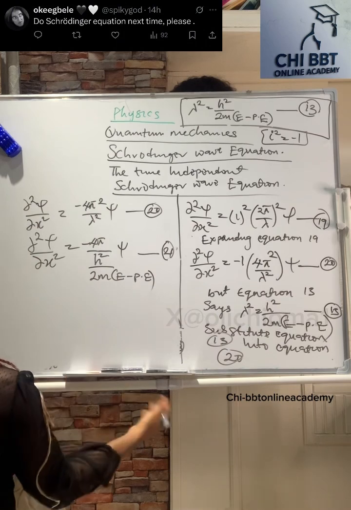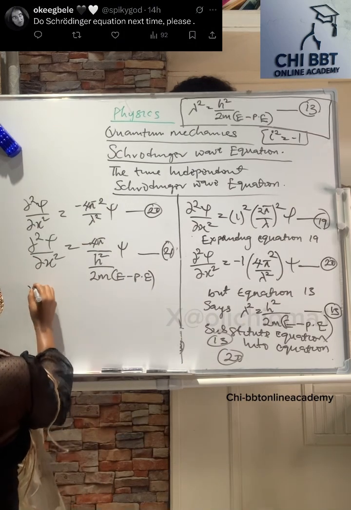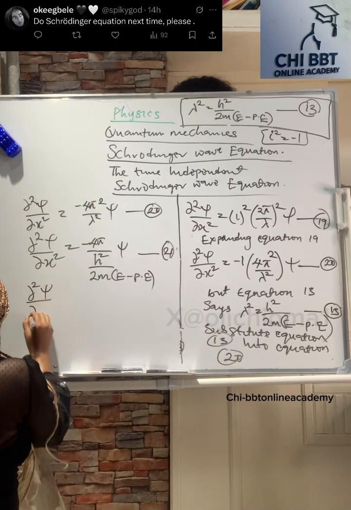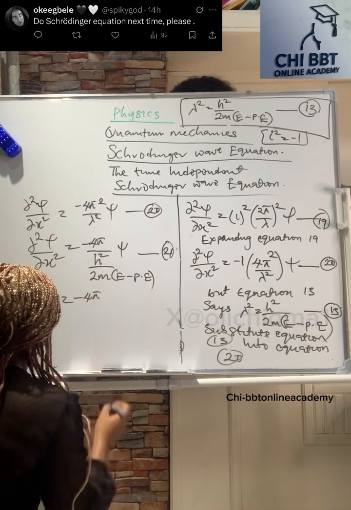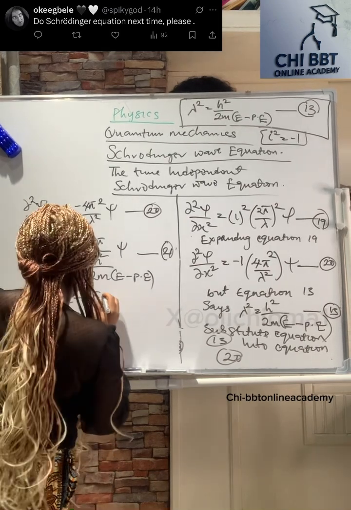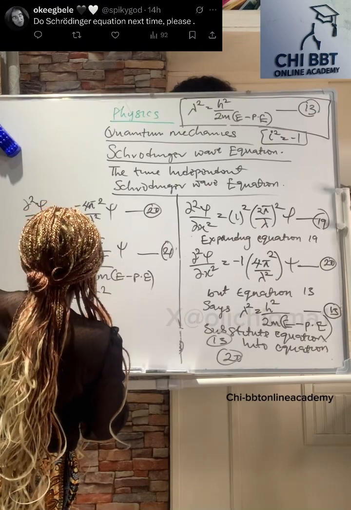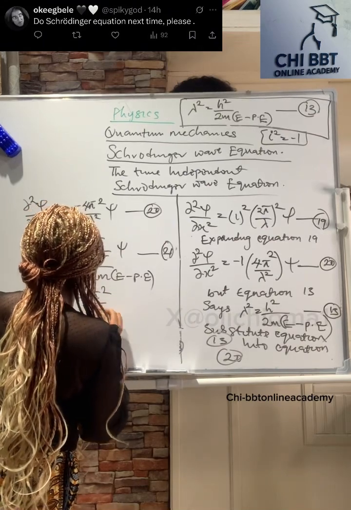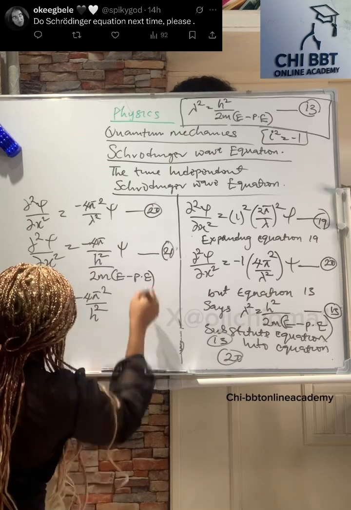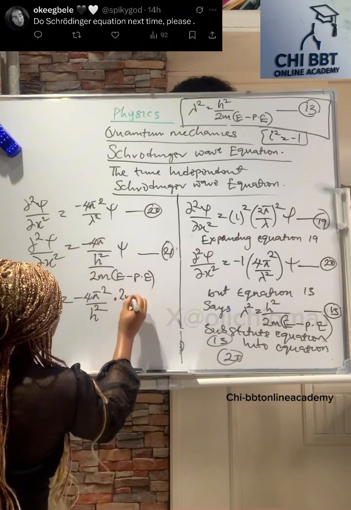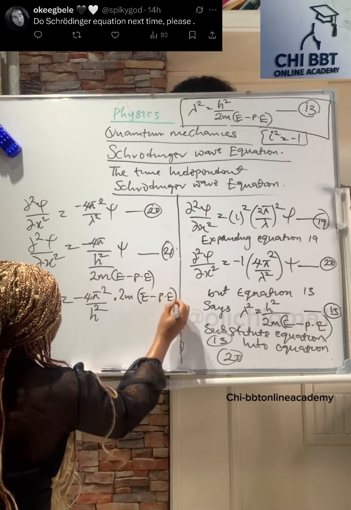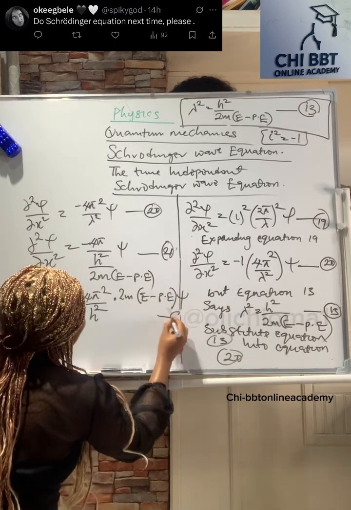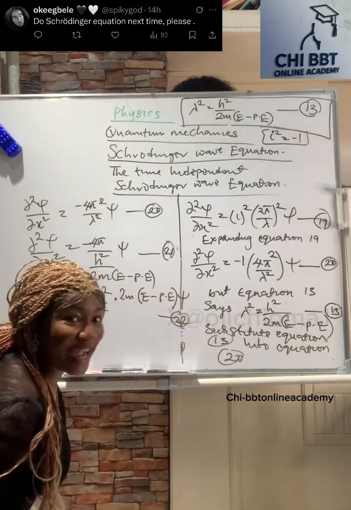Now what do we do? We have to reverse it. The second partial derivative of the wave function with respect to x squared equals minus 4 pi squared over h squared. Then what do we do now? We cross over, times 2m bracket E minus PE times the wave function. Equation 22 is getting interesting, guys.